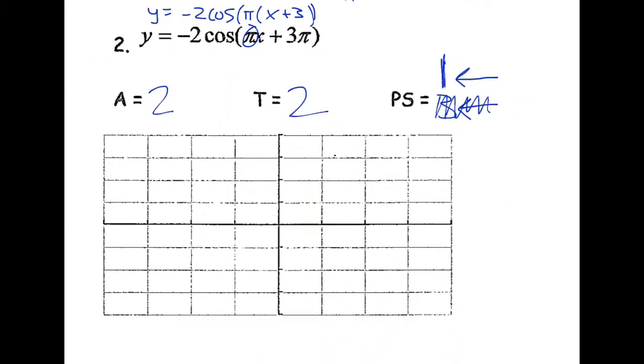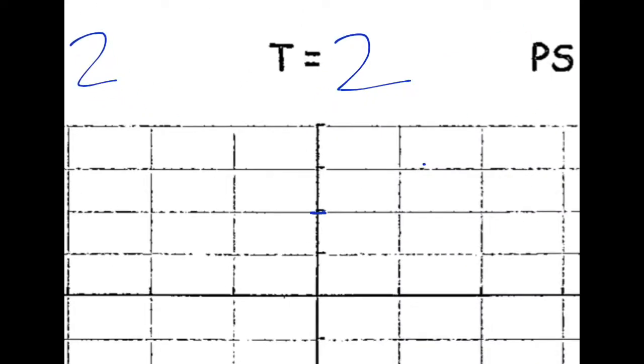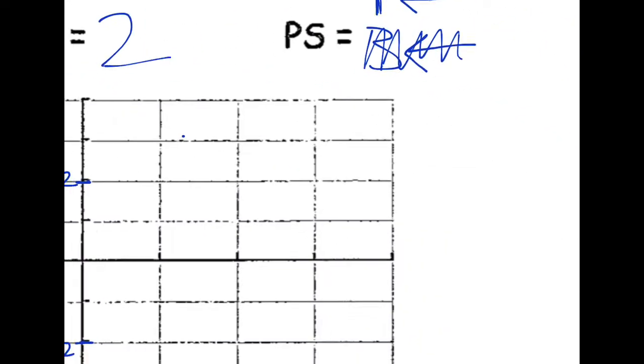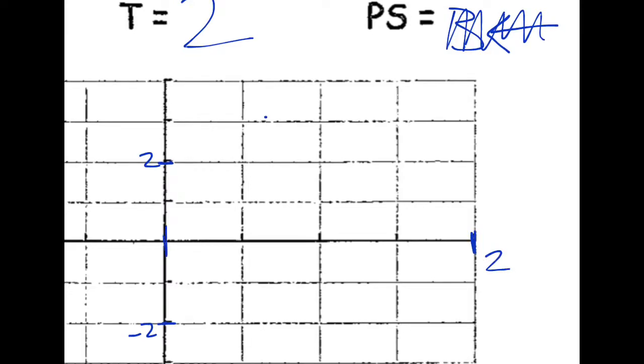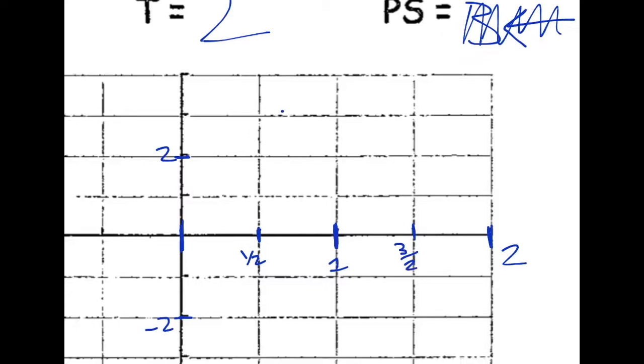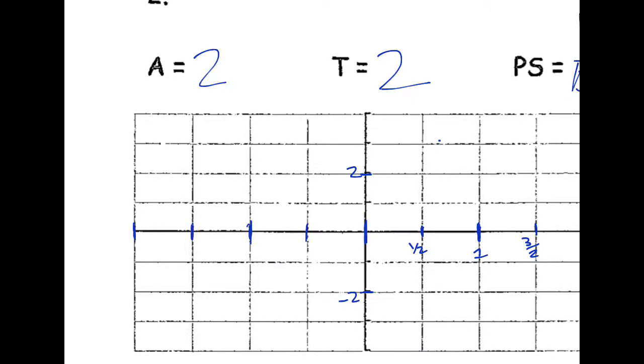But now I'm just going to label my axes. So I'm going to go to a positive 2 and a negative 2 there because of that amplitude of 2. My period's 2, so I'm going to label this out here as 2. We'll have 0, the origin right smack dab in the middle. That'll make that a 1 right there. Will give us a 1/2 and a 3/2 right there. And then similarly in the negative direction.